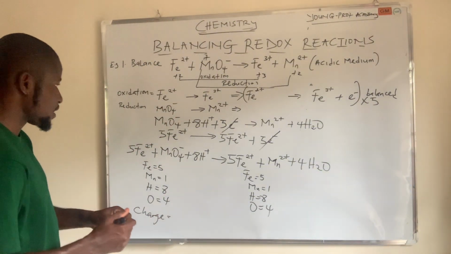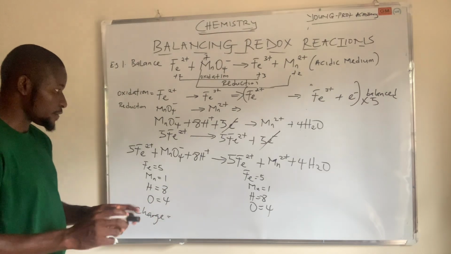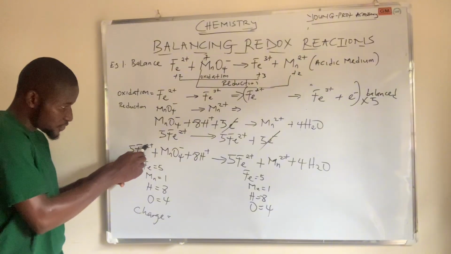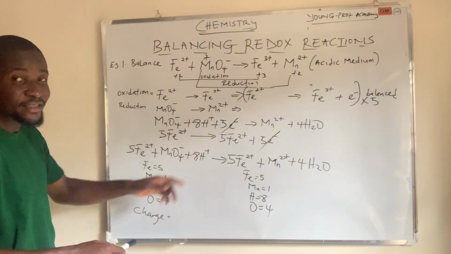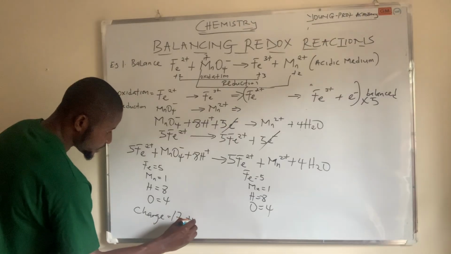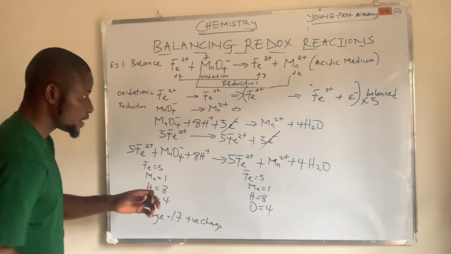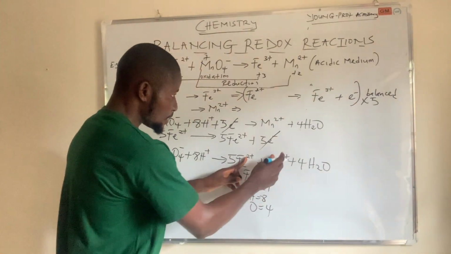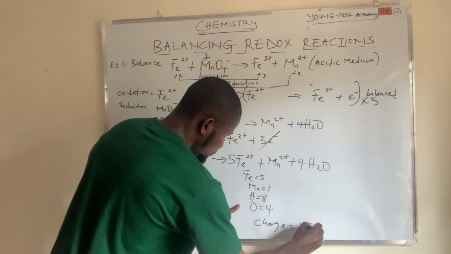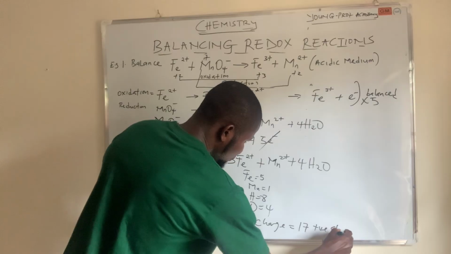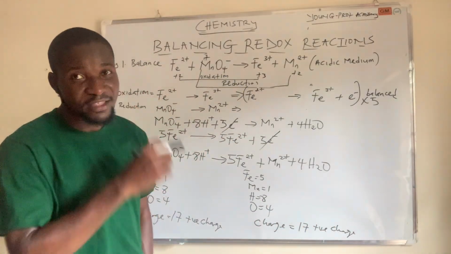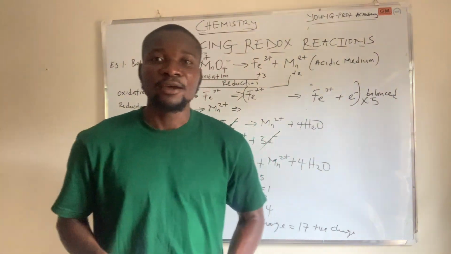Charge, like I said, now you have to be very careful. Watch, this is 2. Now this 5 is affecting this charge here. So 5 times 2 is 10, plus 8, that is 18. 18 minus 1 is 17 positive charge. Then what about here? Let's see, 5 times 3 is 15, plus 2 is 17 positive charge. So what is here is equal to what is on this side. So in this case, we have balanced this equation in the acidic medium.